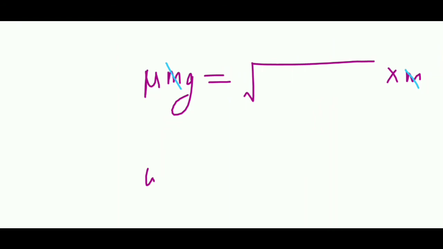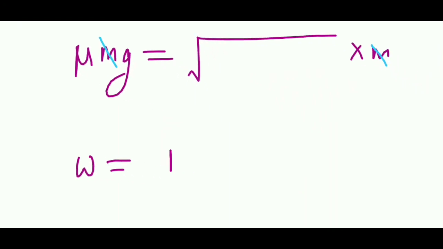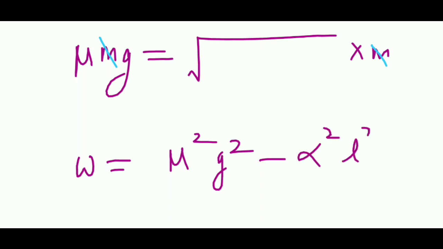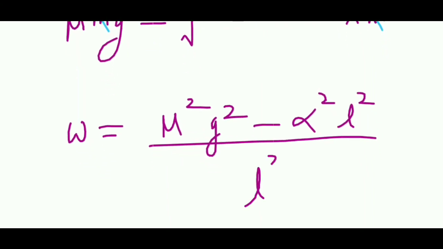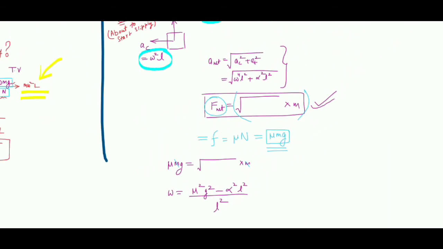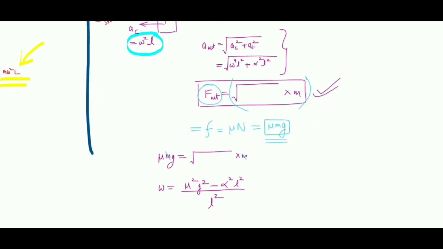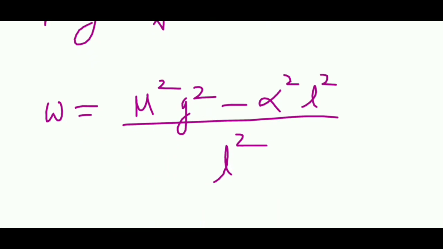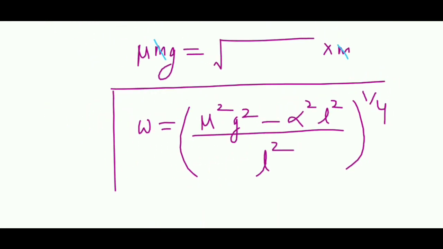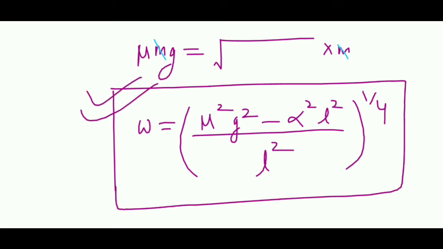So omega will come out to be mu square g square, then minus alpha square L square, divided by L square, then power 1/4. This is the value of omega at which it will start slipping.